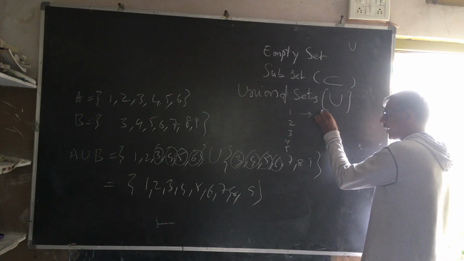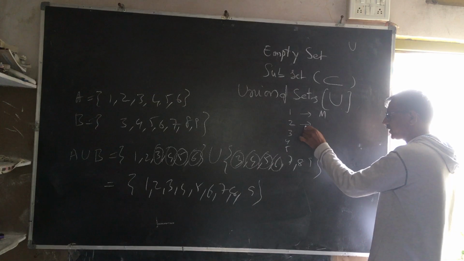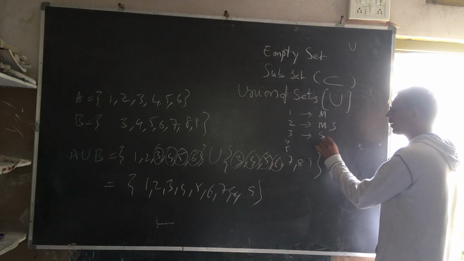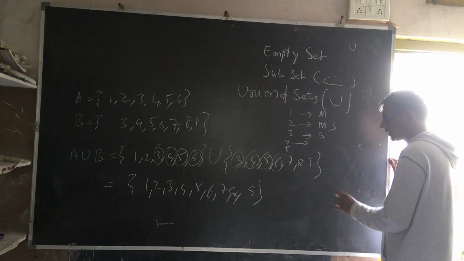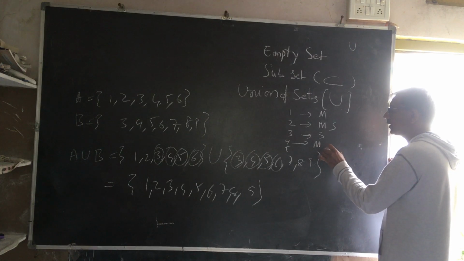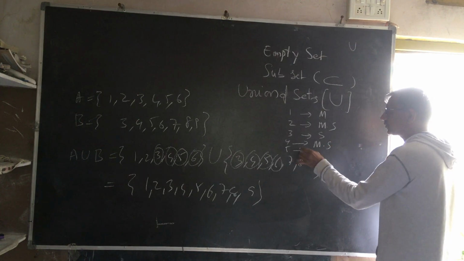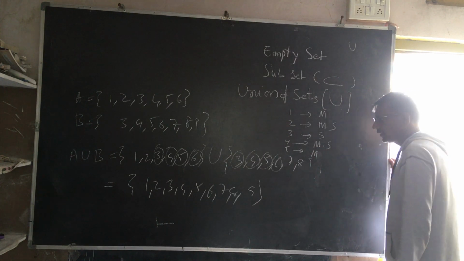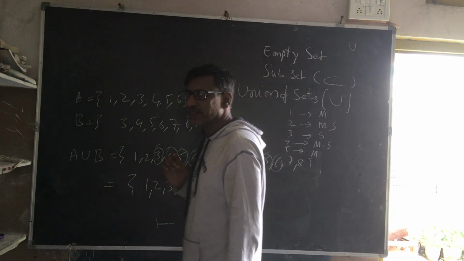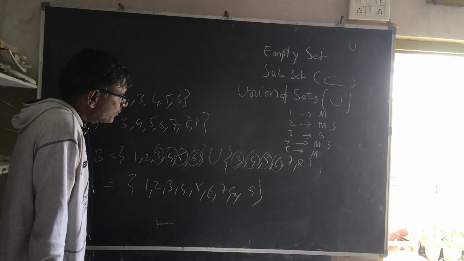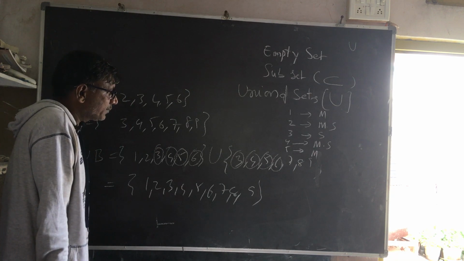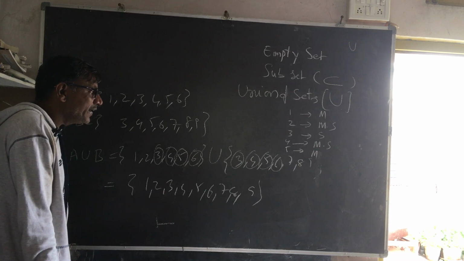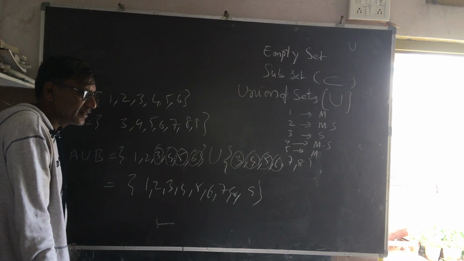First teacher will teach math, and second teacher teaches maths and science. Third teacher teaches only maths. Fourth teacher teaches maths and science. And fifth teacher teaches only math. Tell me how many math teachers are there? 4. Okay. How many science teachers are there? How many teachers teach maths and science?